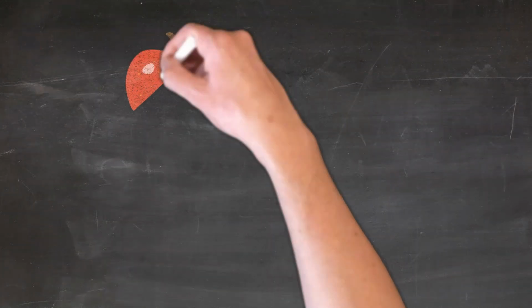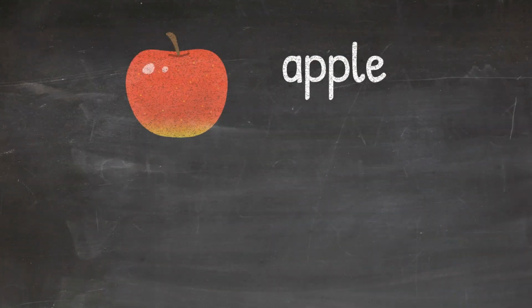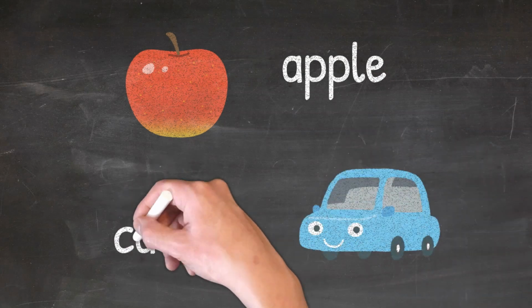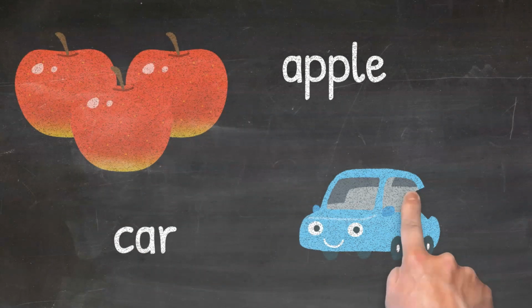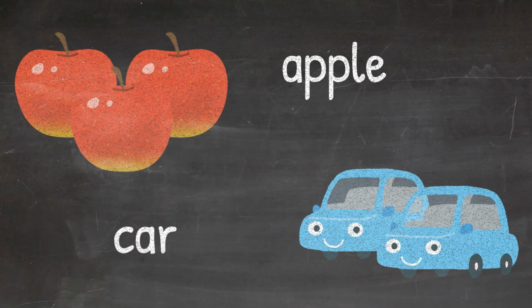A noun is a word that talks about a person, object, place, or idea, like an apple or a car. When there is only one apple or one car, it is a singular noun. But what if there's two apples, or two cars, or maybe more? The words become a plural noun.